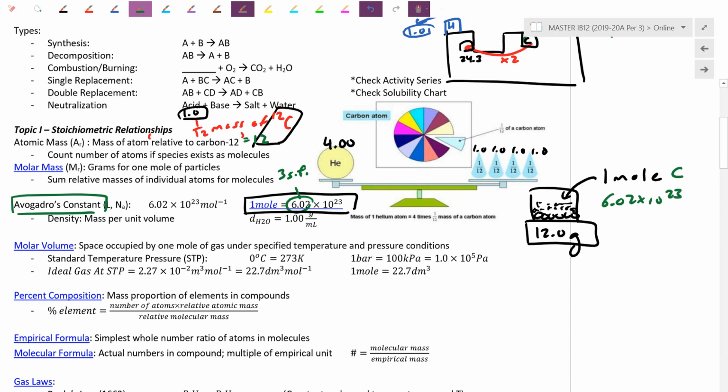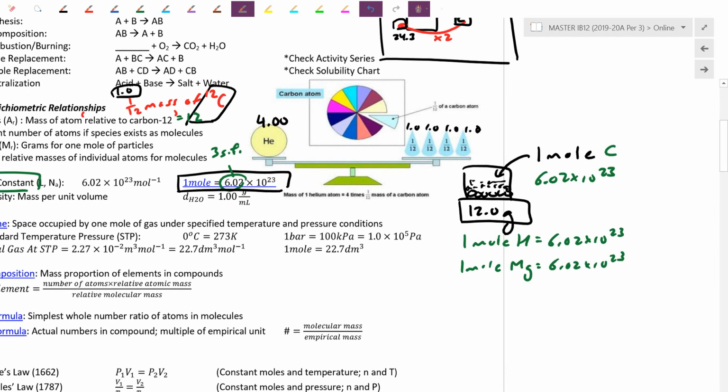I can borrow this number and say, what if I have 1 mole of hydrogen? Well, that means I have an Avogadro number of hydrogen. 1 mole of magnesium? Well, that means I have an Avogadro number of magnesium. So I'm borrowing that same number. I'm not redefining a new constant for every element. It was defined for carbon, and everything on a periodic table is relative to carbon.